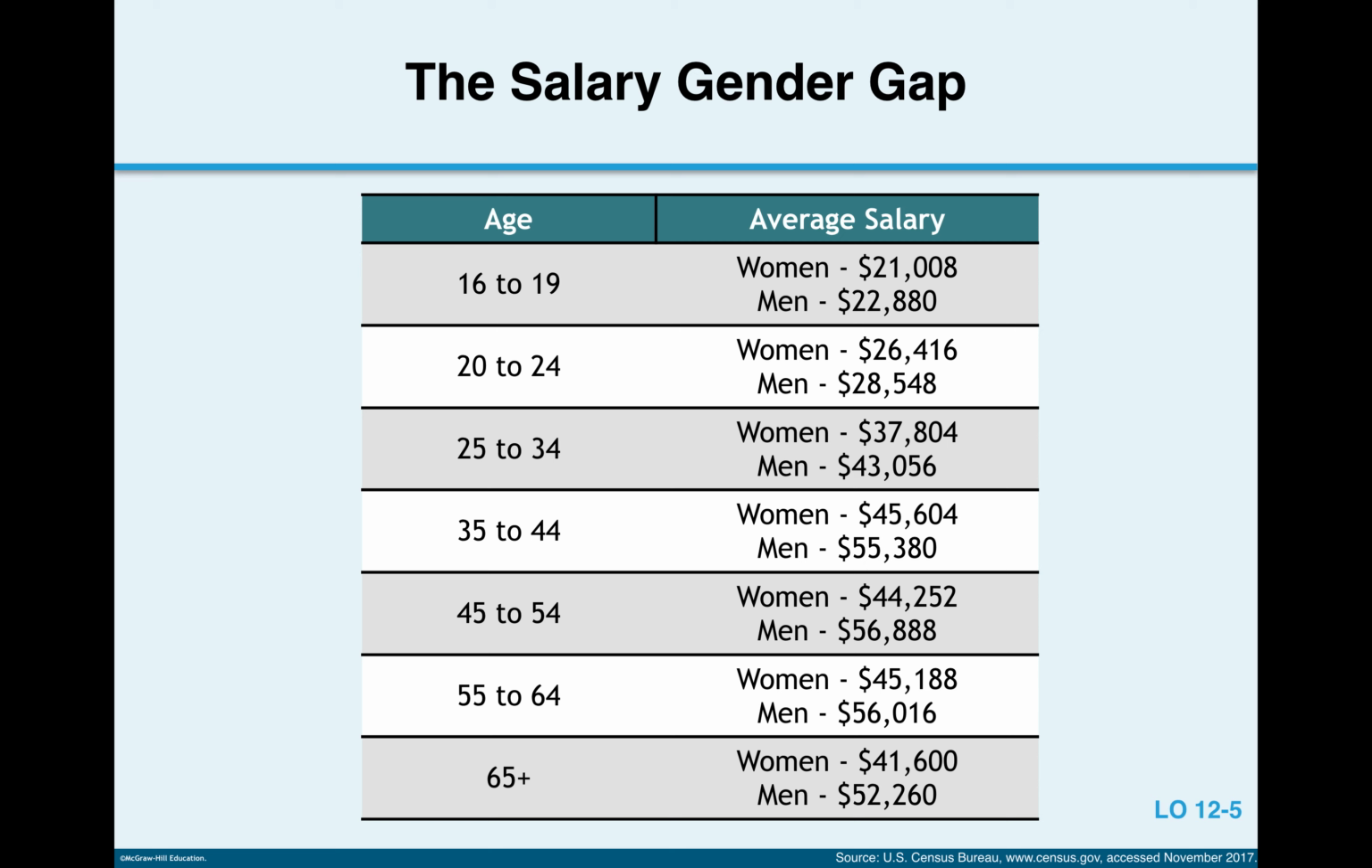So salary gender gap, kind of what we were talking about here. Between age 16 to 19, women earn $21,000 compared to men at almost $23,000. And then as you go through it, the gap gets bigger, especially the older you get. If you look at 35 to 44, there's about a $10,000 pay gap for those generations. I think the biggest one here is probably 45 to 54. You're looking at about $12,000 in a pay gap for that one. So that's a huge amount of money between the gender gaps.